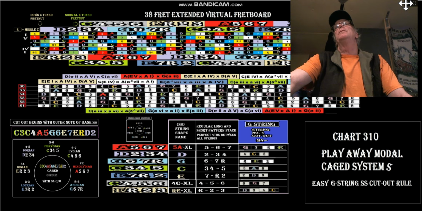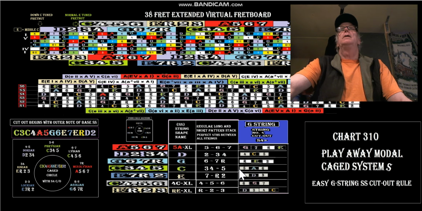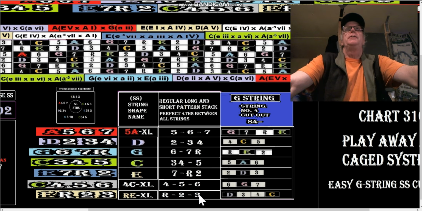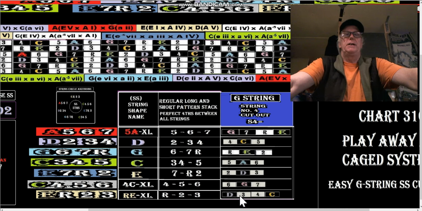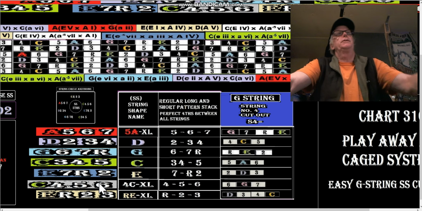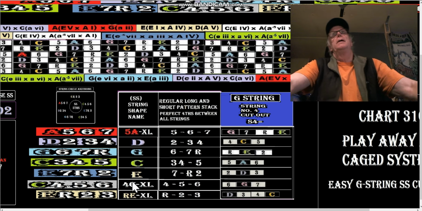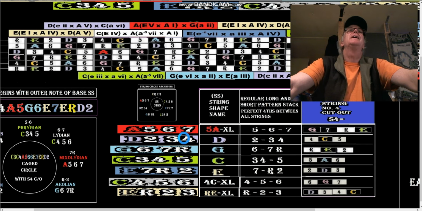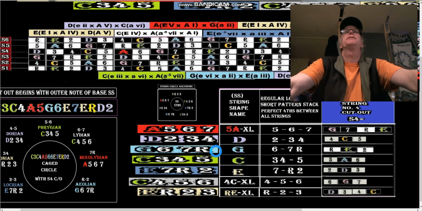Let's move me up a little bit. I want to show you something. See this 3 here and this 3 here? That's the magic note: 3 for the extra long string shape root, 2, 3, Ionian. The magic note is 3. The magic note for 4, 5, 6, which is Lydian, is 6, because it's the outer note of the bass string shape.